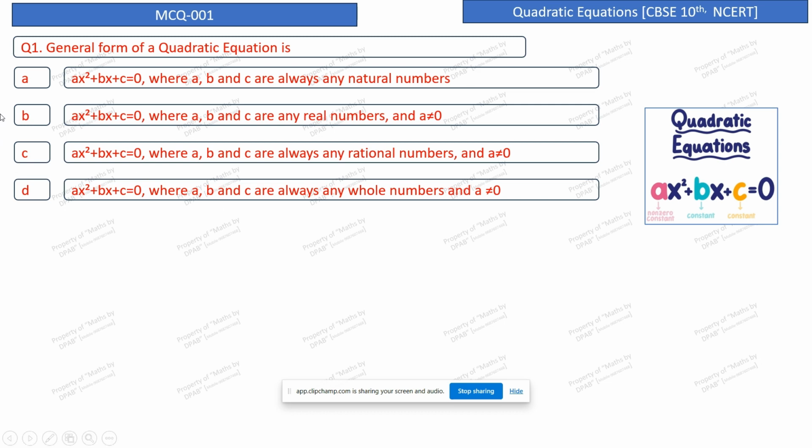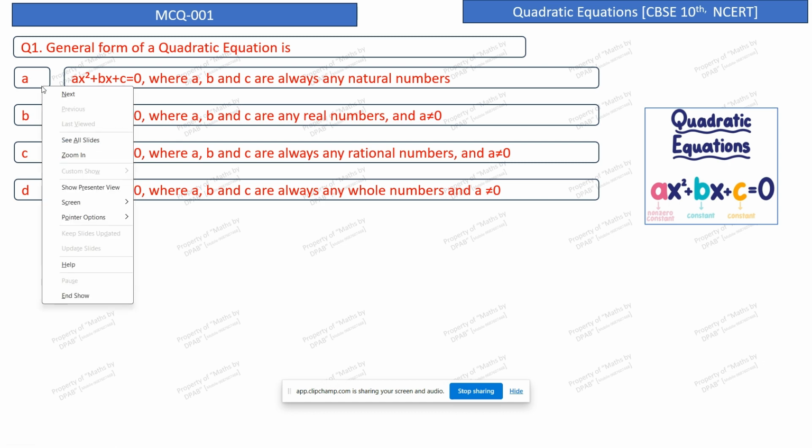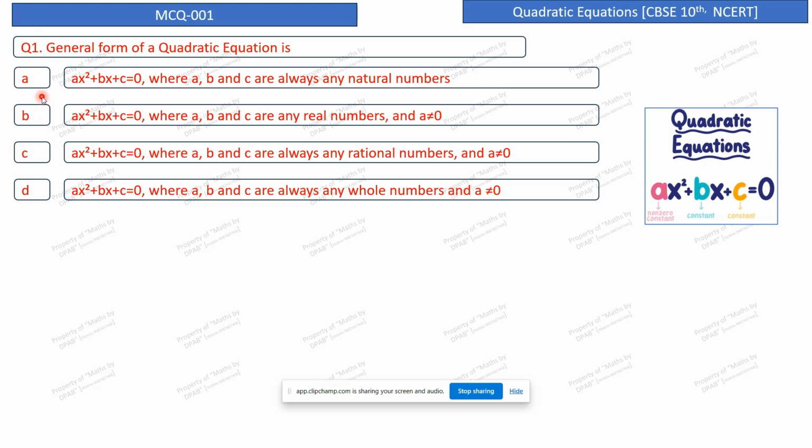So the first question is: the general form of a quadratic equation is which one? Option A is ax square plus bx plus c equal to 0, where a, b and c are always any natural numbers. Option B, ax square plus bx plus c equal to 0, where a, b and c are any real numbers and a not equal to 0.